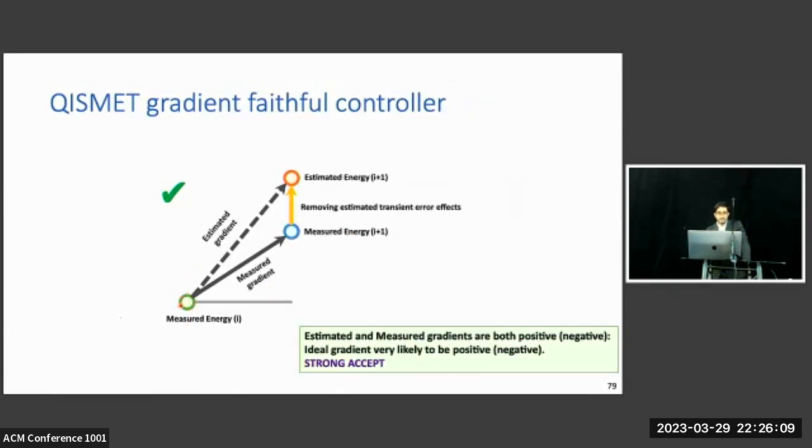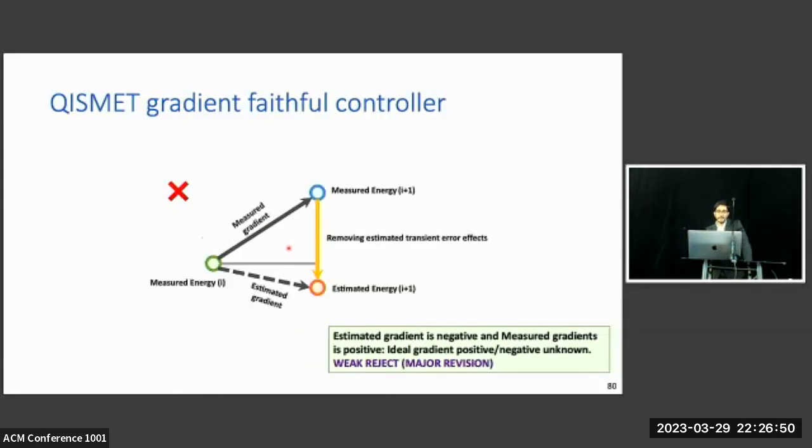let's say that we had some iteration I, which had this measured energy, which is shown by this green circle over here. And let's say that for iteration I plus 1, you see the measured energy, which is higher than iteration I. Right? Then we remove the estimated transient error fx, which is obtained by doing that comparison between the rerun circuit and the original circuit. And once we do that removal, we have this estimated energy for I plus 1. Now, suppose the estimated and the measured gradient are either both positive or both negative, which means that I plus 1 is relatively good or bad compared to I. Then we are ready to give a strong accept to this iteration and move on with it.